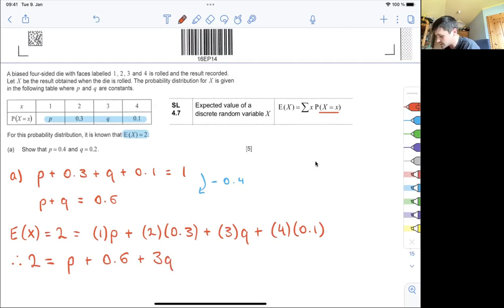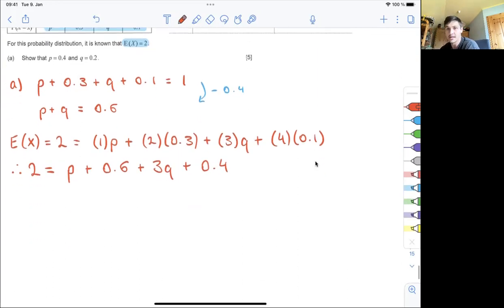Okay, and 4 times 0.1 is going to be 0.4. So we'll put that over here. And then now to clean it up again and have an expression in terms of P and Q just by itself, what we will do is subtract the sum of 0.6 and 0.4, which come to 1. So we'll just subtract 1 from both sides.